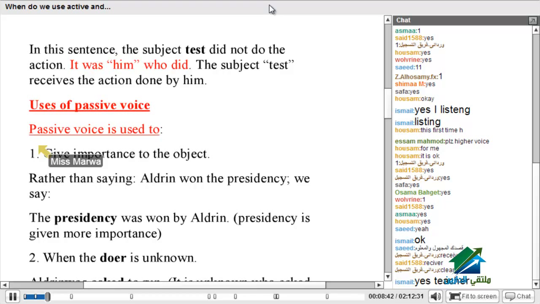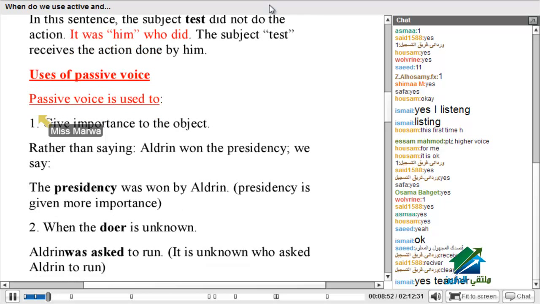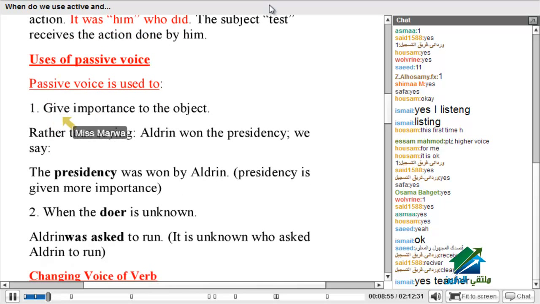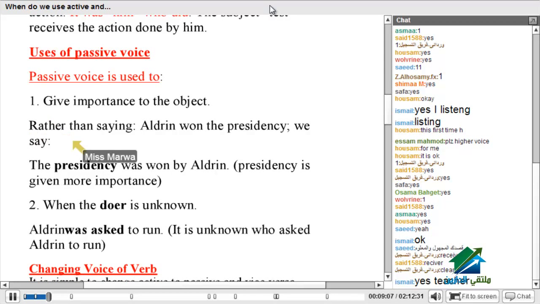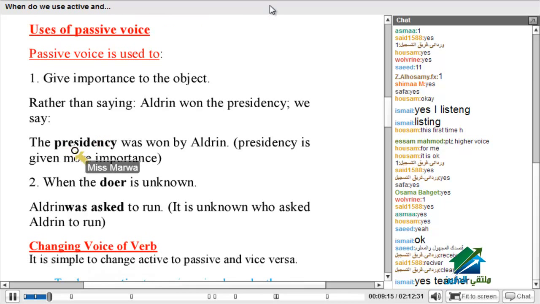طيب. الأهم من ده or I have to focus on when can I use passive voice. Number one, give importance to the object. يعني لو أنا عايزة أدي ال object نفسه importance, I have to use the passive voice. Rather than saying Aldrin won the presidency, we say the presidency was won by Aldrin.